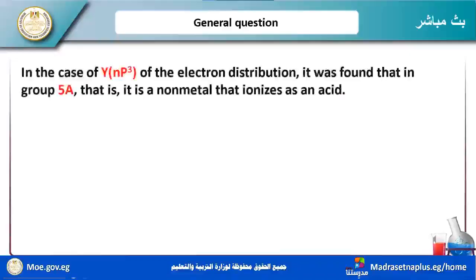In the case of Y, from the electron distribution 3p3, it was found to be in group 5A. That is a nonmetal that ionizes as an acid. Okay, because it's in 3p. Nonmetals are acidic, so it dissociates into YO negative plus hydrogen positive. This hydrogen positive indicates that it is an acid.